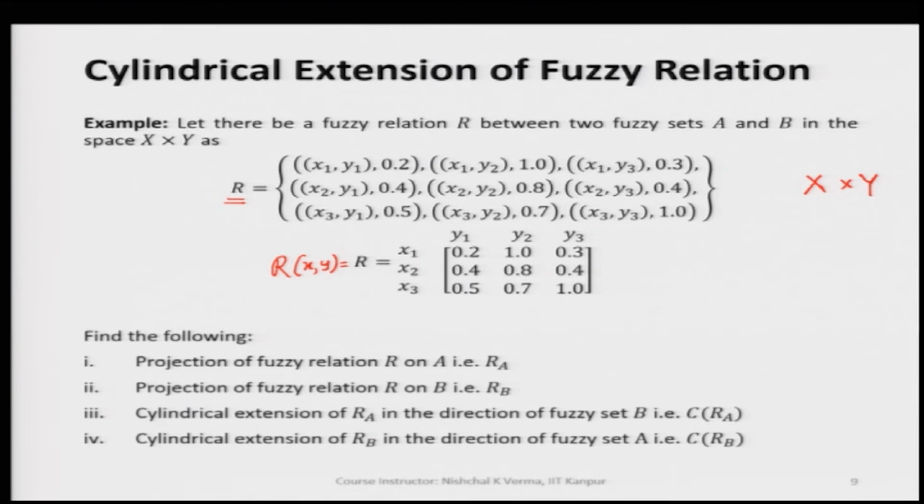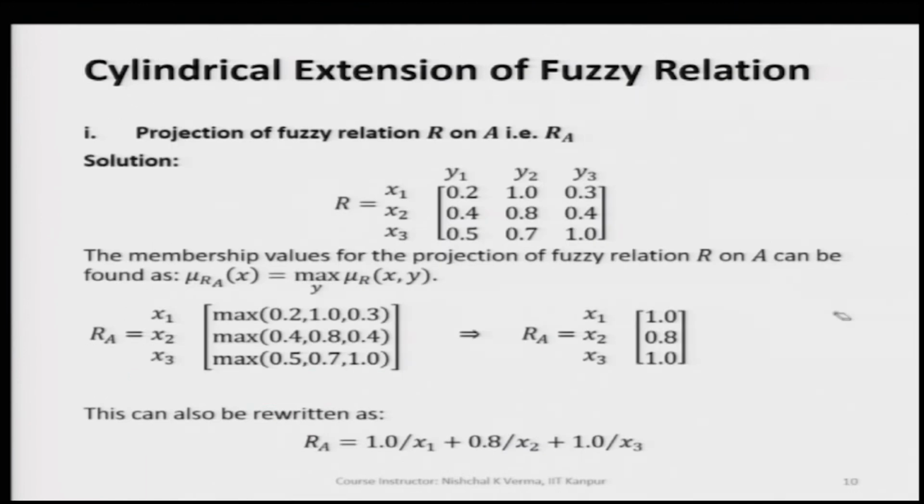And now, let us take this relation fuzzy set and find the projection of this fuzzy set on A. That means when we take projection of R on A, we call this R subscript capital A, and similarly the projection of fuzzy relation R on B, we call this R subscript capital B. And then finally, the cylindrical extensions of both R A and R B. So, let us now go and see with this discrete relation fuzzy set how we get all these projections and the cylindrical extensions.